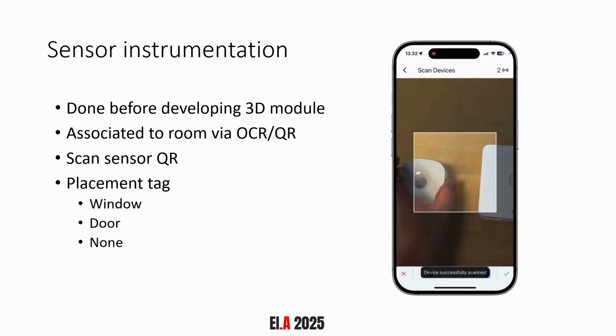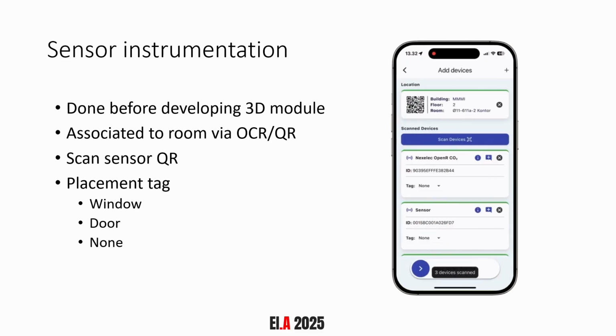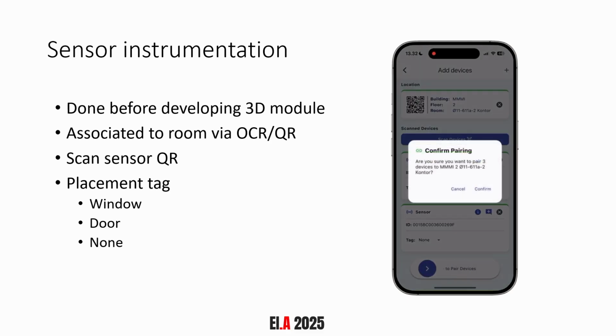So that's some small metadata that we actually had in our case, but it's not strictly needed for the methodology itself. And then for more hinting in the metadata, we actually have window and door tags for the sensors themselves, just to hint at where the placement should be, but this is not strictly necessary for the method to apply.